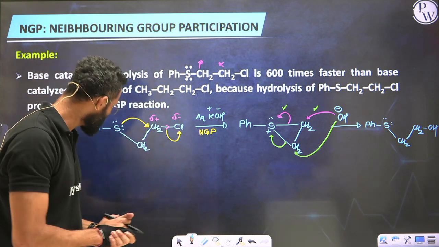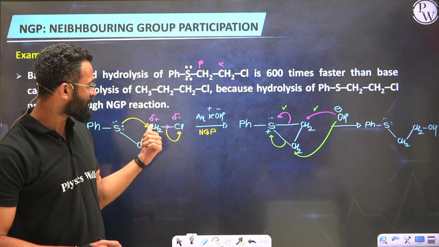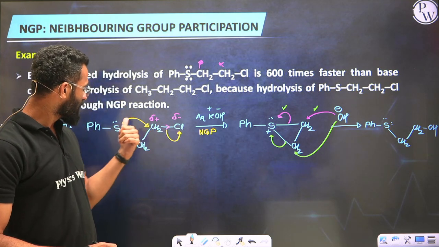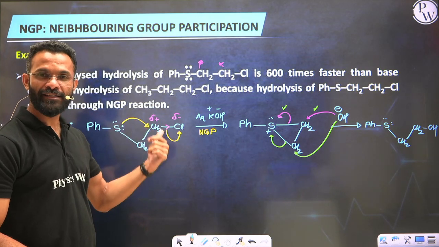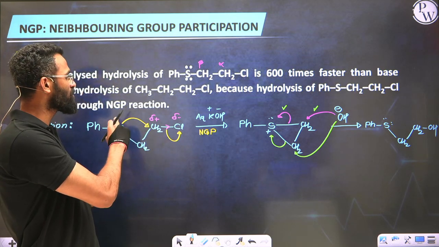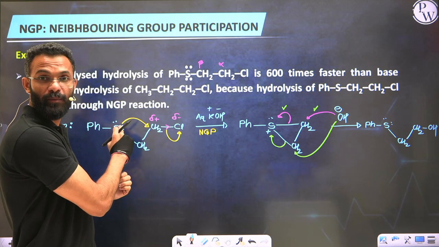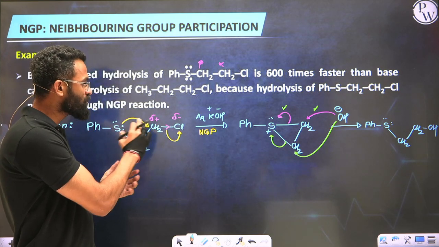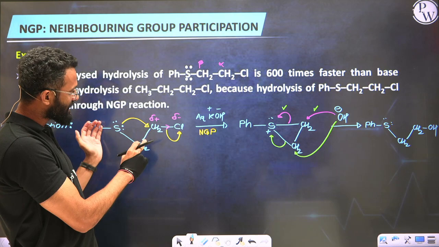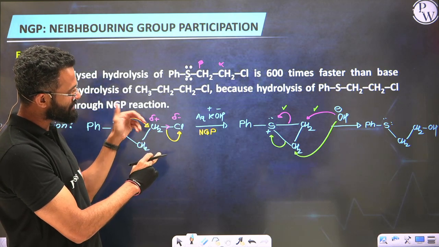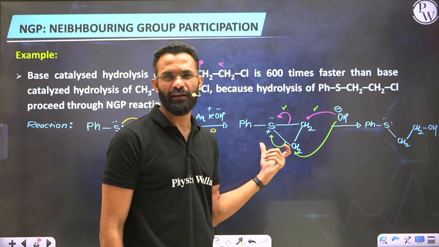Everyone, firstly, the neighboring group and the carbon carrying leaving group, meaning the leaving group and the neighboring group should be anti to each other. So the perfect stereochemistry for the attack of neighboring group at the carbon carrying leaving group will be when the leaving group and the neighboring group who is going to participate are anti to each other. Because they are anti, when the sulfur attacks, since the attack is from the back side, the first attack will result in the formation of inversion. So the cyclic intermediate that we get will be inversion.